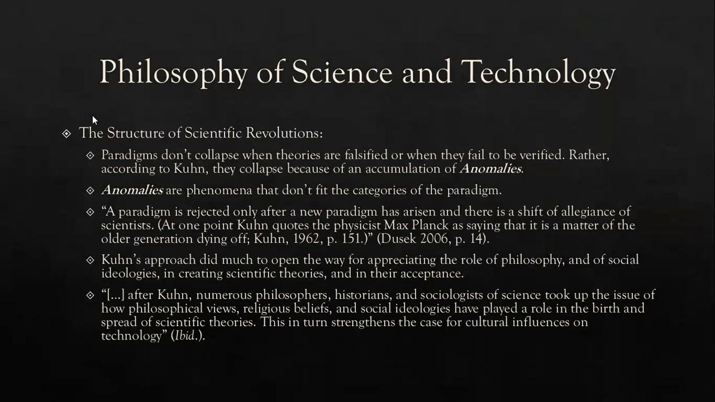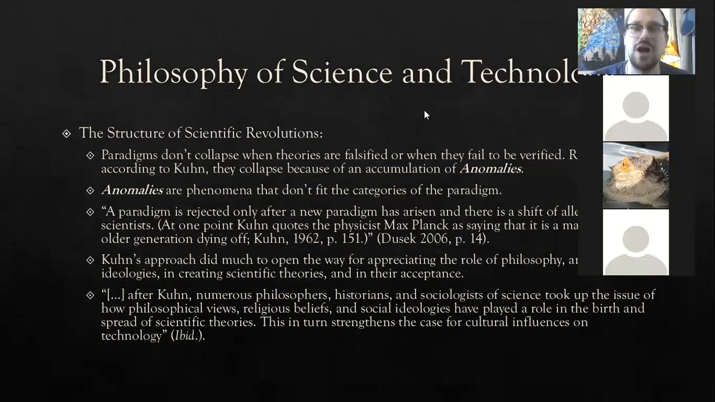Like I said, paradigms don't collapse when we falsify a theory or when we fail to verify a fact or a theory. It's the accumulation of anomalies, rather, what Kuhn calls anomalies. Anomalies are phenomena that don't fit the categories of the paradigm. Anomalies are things that the theories within your paradigm cannot explain.